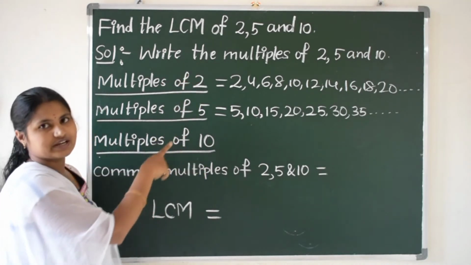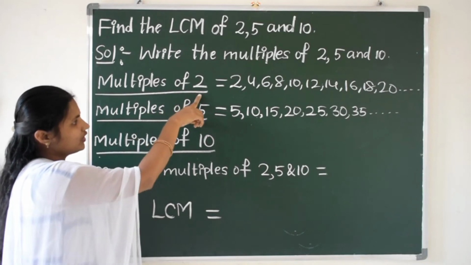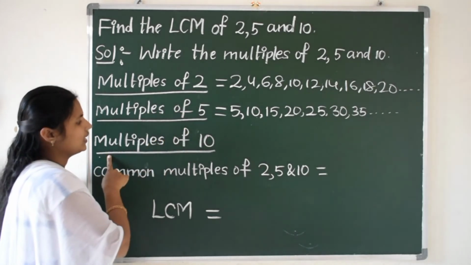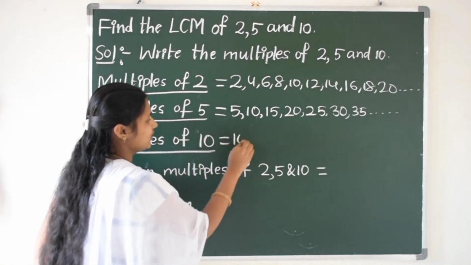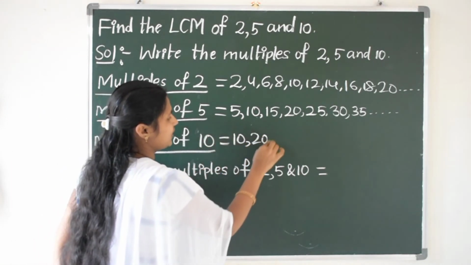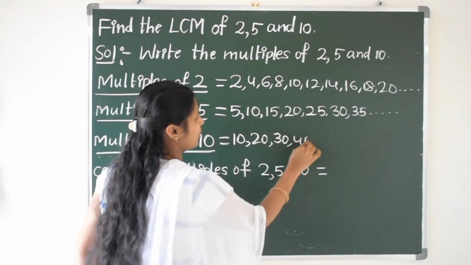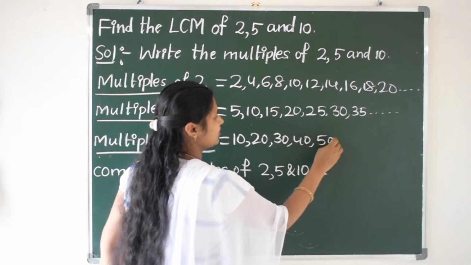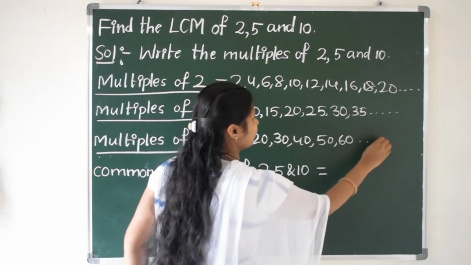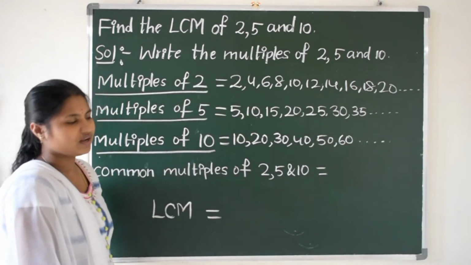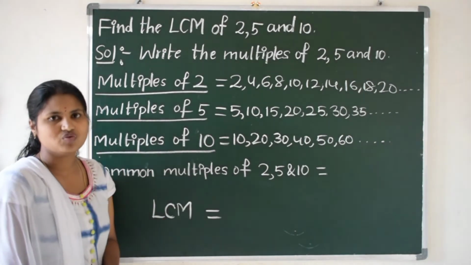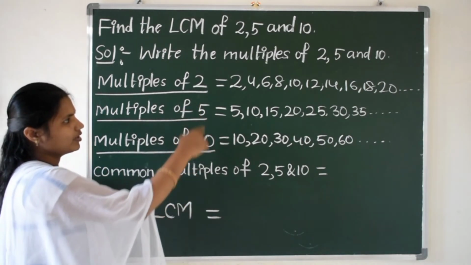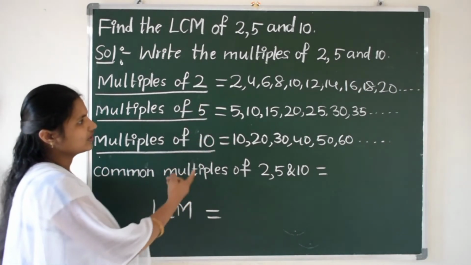Next, write down the multiples of 10. Here 3 numbers are given. Write down the multiples of 2, the multiples of 5 and the multiples of 10 also. What are the multiples of 10? 10, 20, 30, 40, 50, 60, and so on. Now write down the common multiples of 2, 5 and 10. What are the common multiples?